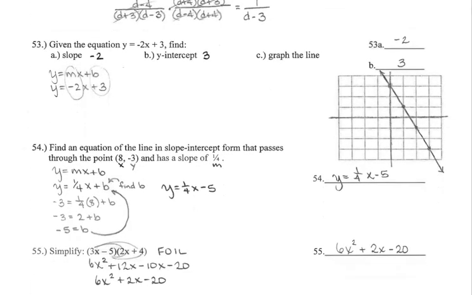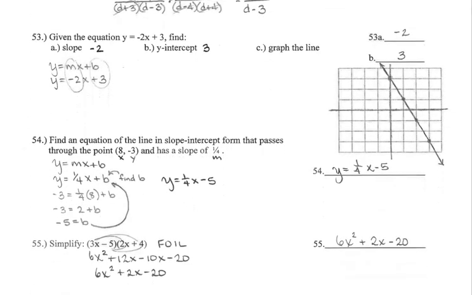All right, then for 53, they gave us y equals negative 2x plus 3, and they asked for the slope and the y-intercept. So slope-intercept form is going to be on your formula sheet. The y equals mx plus b will be on there.